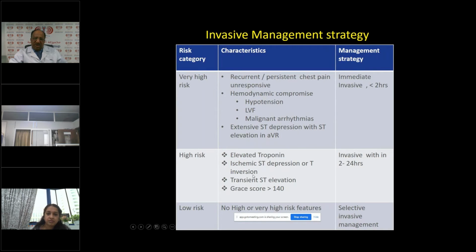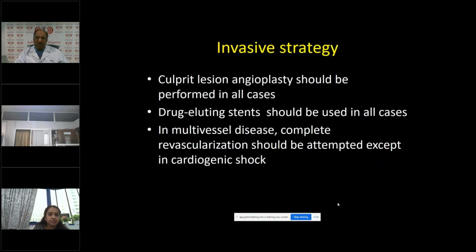If the patient is low risk, that is no elevation of troponin, but that is basically unstable angina, you can do a selective ischemia guided invasive management. Now, the culprit lesion angiography is performed in all cases. Drug-eluting stents are recommended in all cases. In multivessel disease without cardiogenic shock, and if the lesions are simple and easily correctable, revascularization should be attempted in all lesions with the help of an FFR if available.